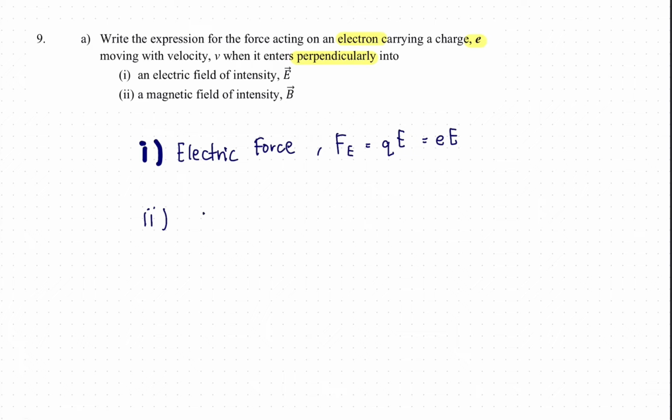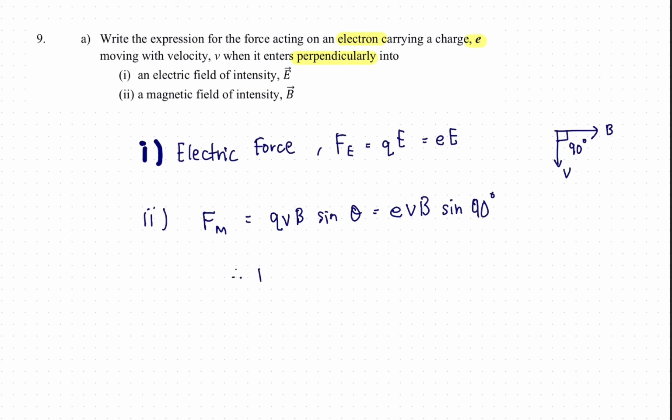Okay, for second one, a magnetic field of the intensity. Sorry, that's sepatutnya FB. So this one, FB equal to QVB sin theta. So the charge will be E, V velocity, B is a magnetic field, and sin theta. So what is the theta there? Sebab dia kata enters perpendicularly to the magnetic field, so maksudnya velocity awak dengan B ni adalah 90 degree. So Q tu tukar jadi E, VB sin 90 degree. So sin 90 dapat berapa? Dapat 1. Therefore, magnetic force is equal to EVB.